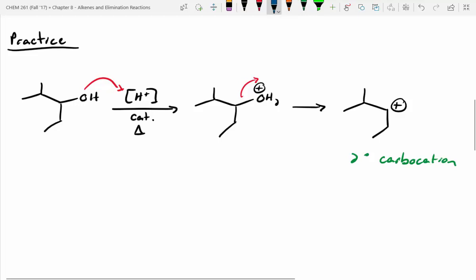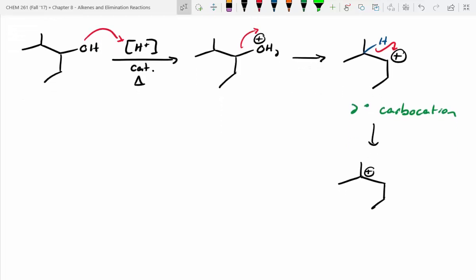Hydride shift. And the reason being, we've got a hydrogen right next door, where if we move this entire hydrogen over to that carbocation, now we've got a tertiary carbocation, right? We know that that's energetically very favorable. All right, so now we've done the rearrangement.